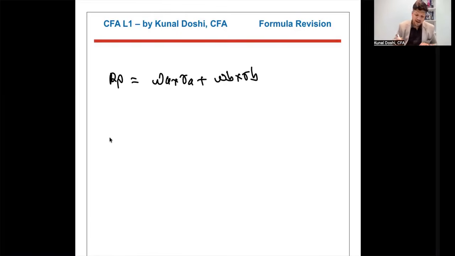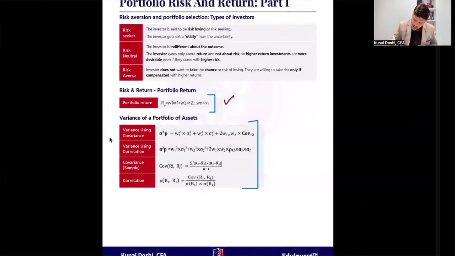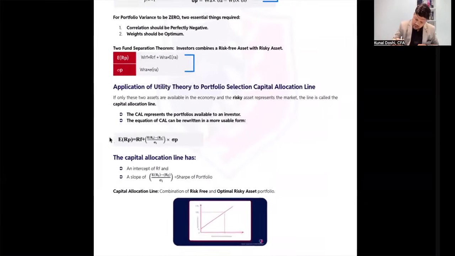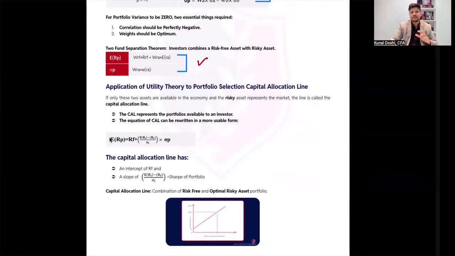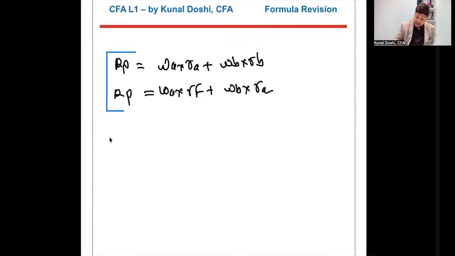A two-factor portfolio, two-factor means one of the securities is risk free and the other is a risky asset, which can also be the market. Even that is called portfolio return. Everyone please notice, for the two fund separation portfolio return, the process is the same. It's just that A and B I'm replacing with risk free and a risky asset. If it's a market portfolio, the risky asset can also be replaced with a market portfolio, that is RM. All right, this is my portfolio return. Very easy. No problem in this.